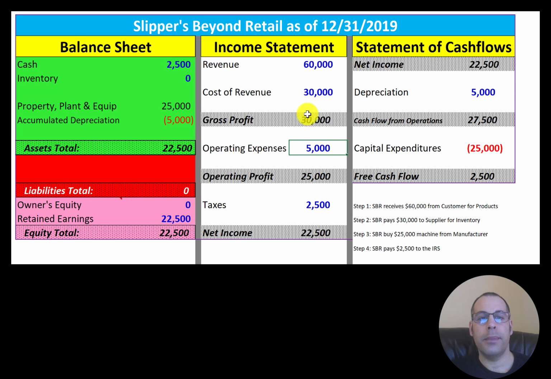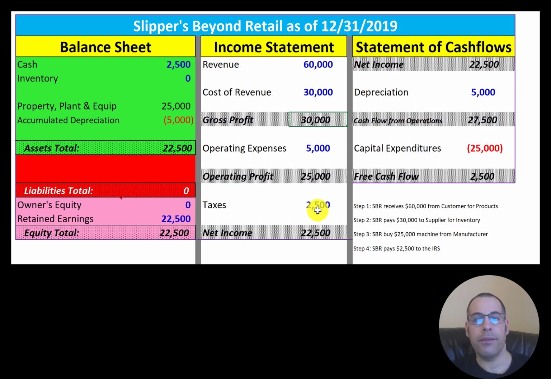So let's look at our income statement. We had revenue, sales of $60,000, cost of revenue of $30,000. Our gross profit was $30,000, revenue minus cost of revenue. Then we have to deduct all our operating expenses. The only operating expense was depreciation. So $30,000 minus $5,000 gives us $25,000. Our operating profit is $25,000.